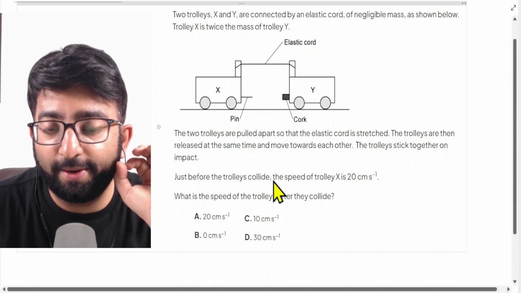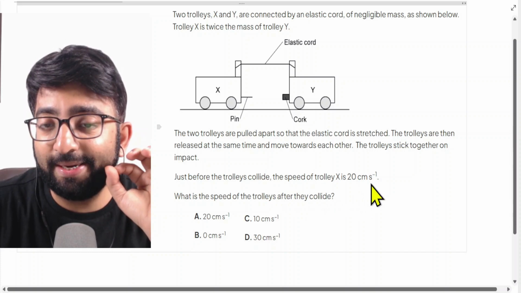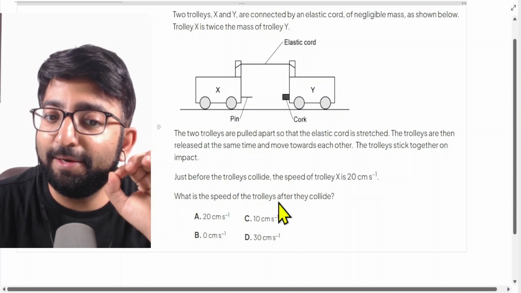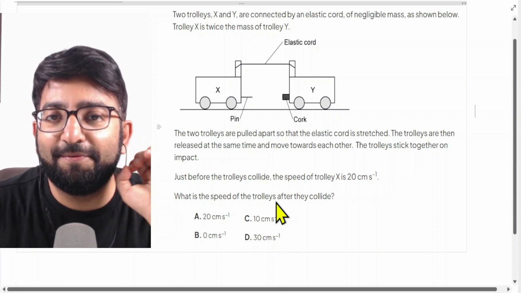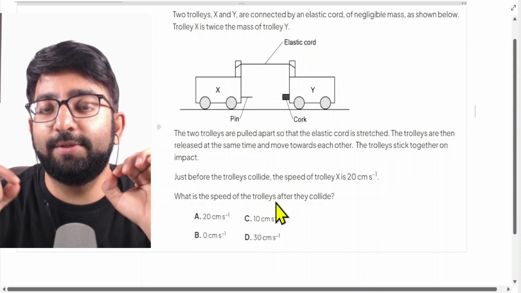Just before the trolleys collide, the speed of the trolley X is 20 centimeters per second, and we need to find the speed of the trolley after they collide. So, how do we approach such questions?